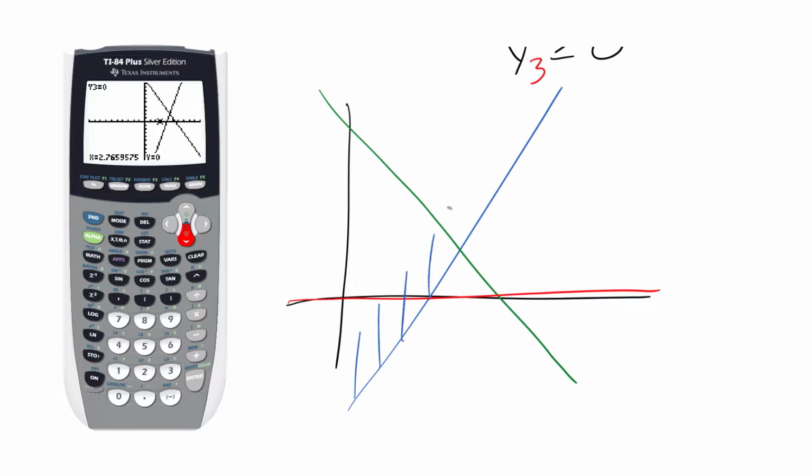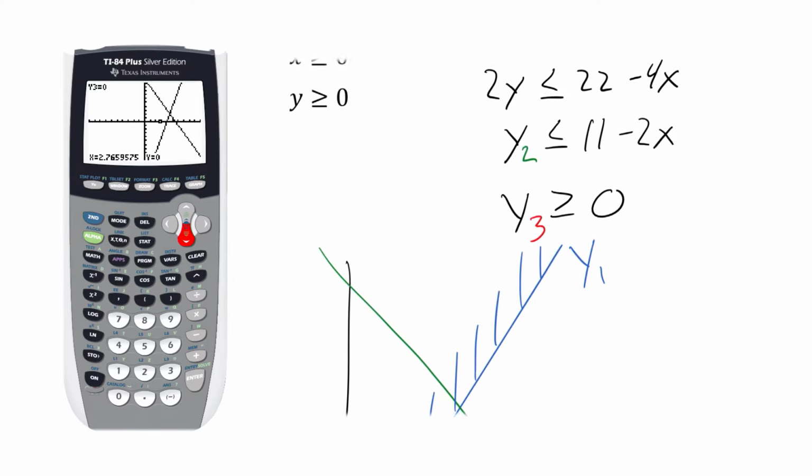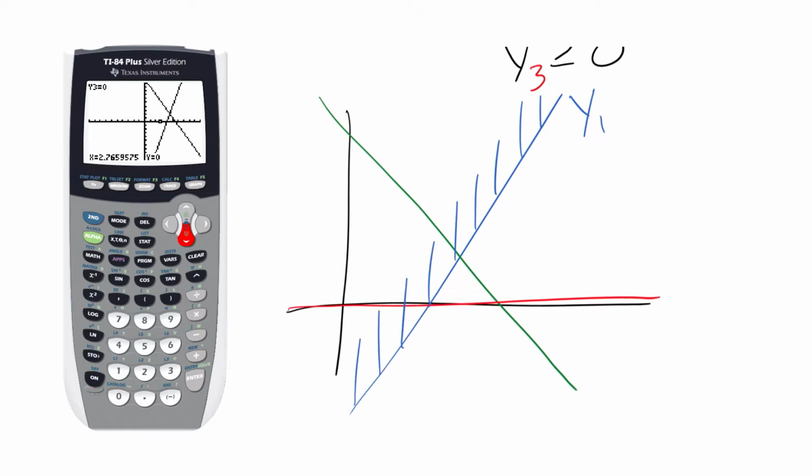I'll just make these little marks here so that we can see what direction we're shading. All right, and let's go ahead and label that so we remember which line that is, y1. Let's go back up to y2. y2 was less than or equal to. So less than or equal to will be down. We'll want to shade in the down direction.